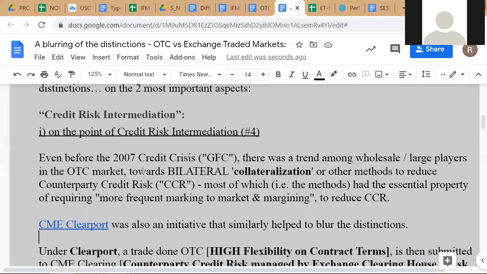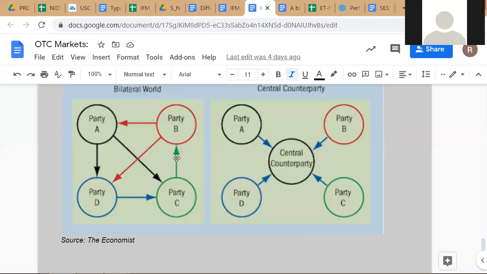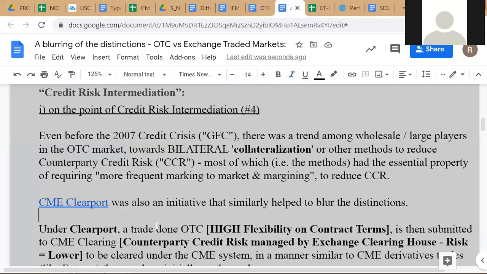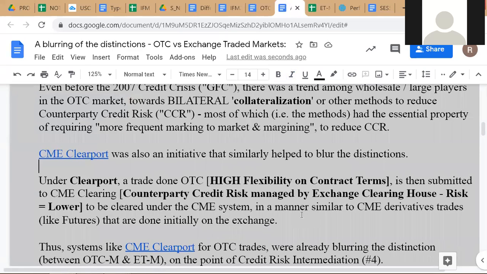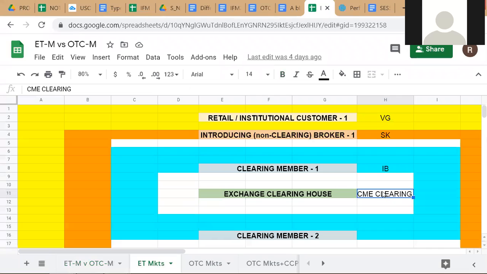So these are some things you need to be aware of. The idea of bilateral collateralization that was already happening between parties in the OTC markets before the financial crisis. And then there were also initiatives like Clearport, which were trying to take advantage of both the different types of markets, to get the best of both worlds. And this was essentially an initiative by these guys trying to lure more customers. These guys here are dealing only with exchange-traded customers. And they were actually trying to get more customers from the OTC markets to connect with them and use their services. So they came up with this idea of CME Clearport.